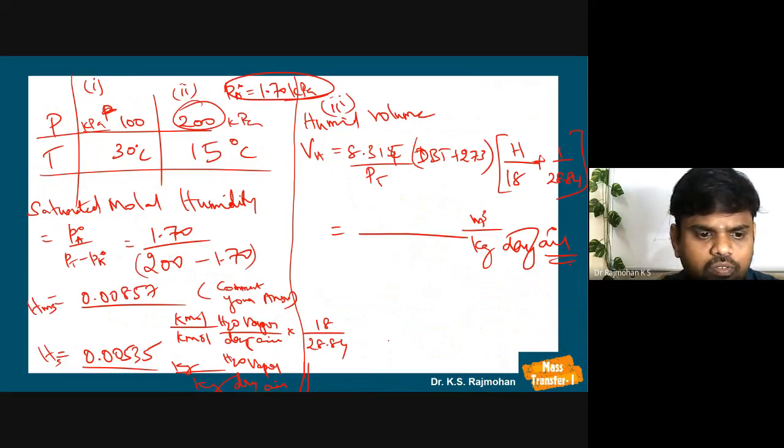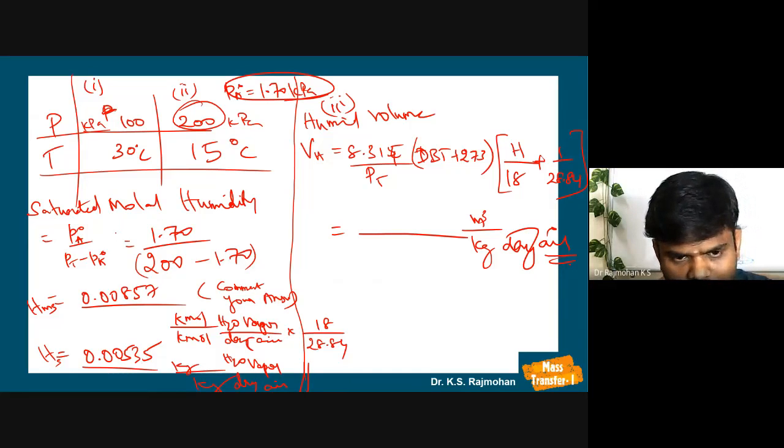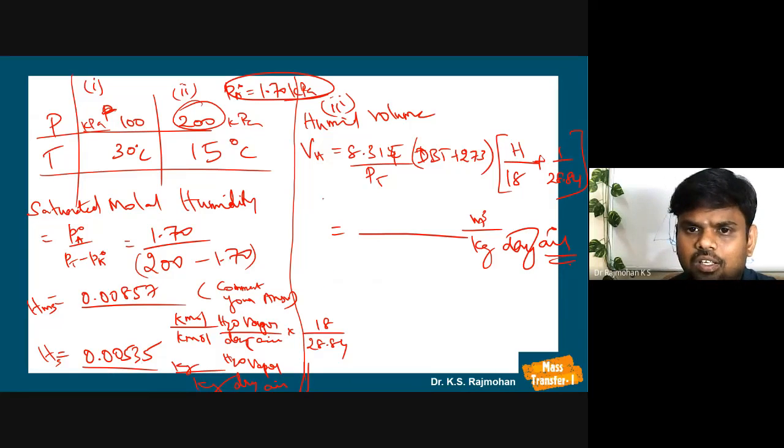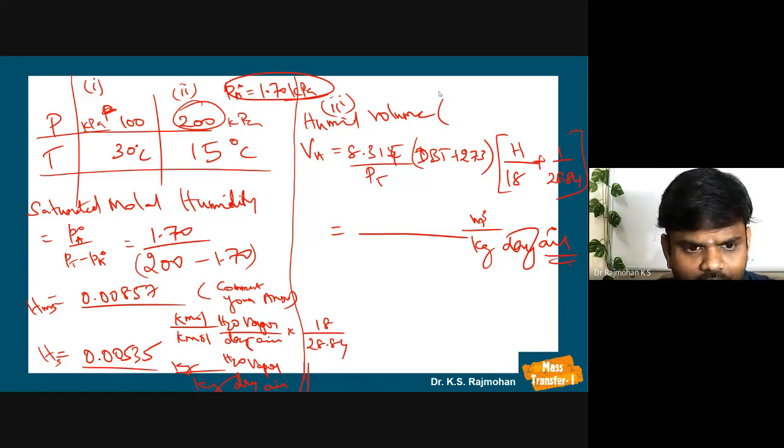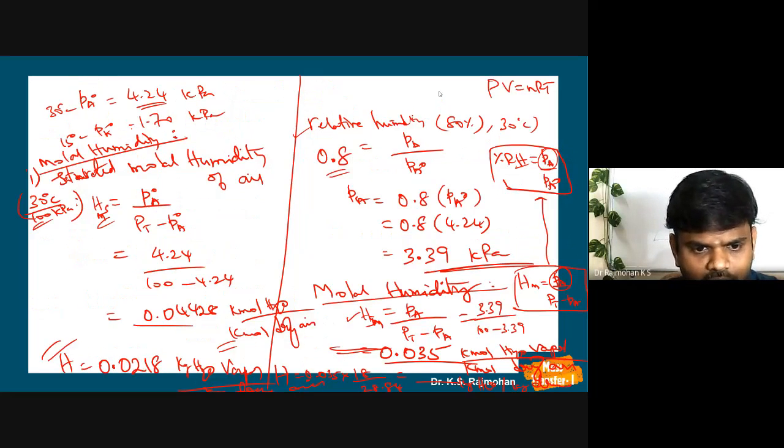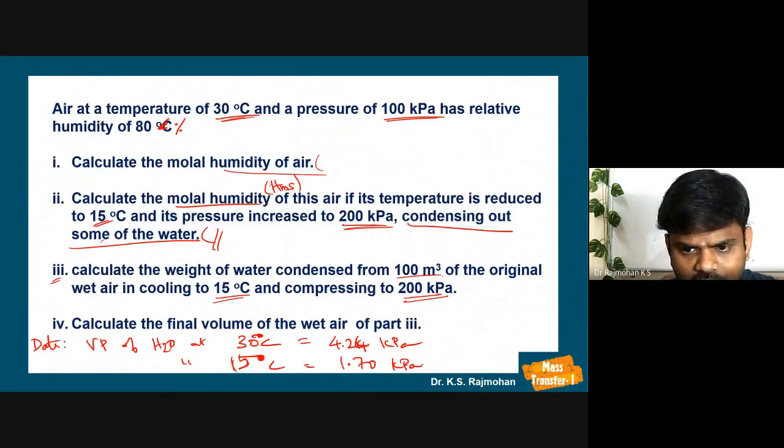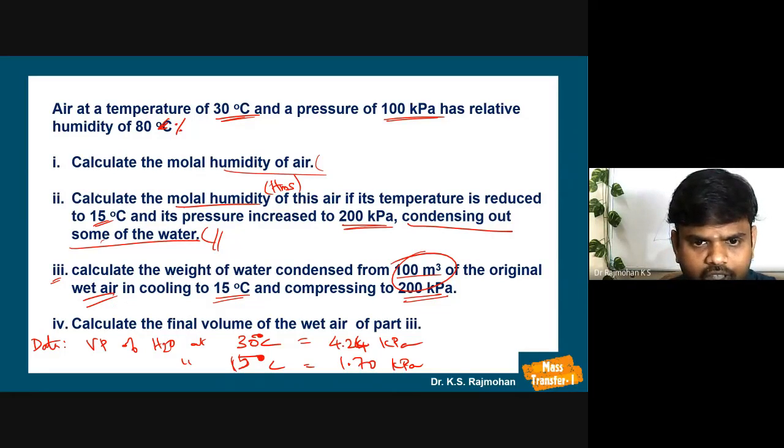Now in the second case, what we have calculated is directly saturated, because they are saying that some of the water is being condensed out, right? So that means HS only is your value. And if we move on to the third part, here you can find the question. What is the amount of water that is condensed out if the total volume is 100 meter cube of wet air? So the wet air volume is 100 meter cube. And how much water is condensed when you are changing the initial condition, right?